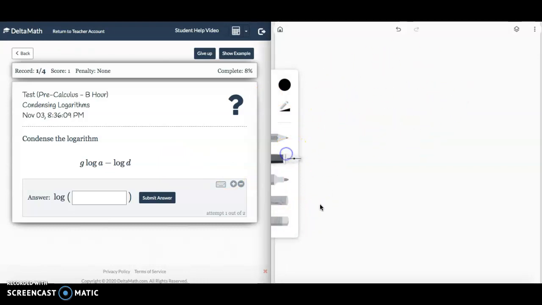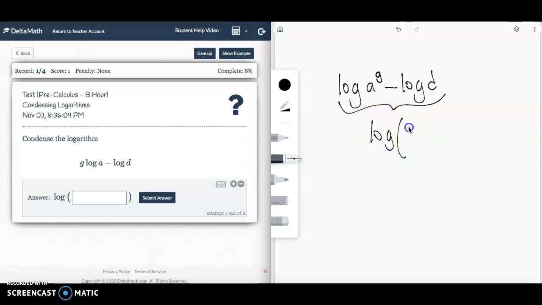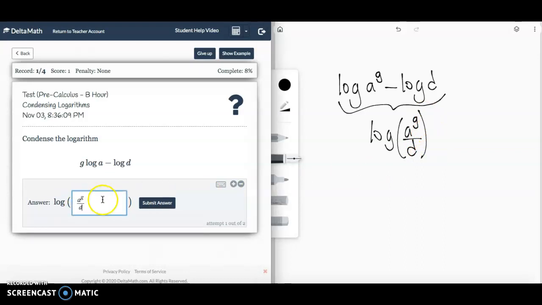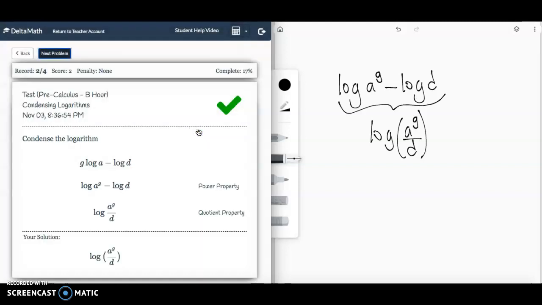All right, so in this problem, it looks like a very similar setup. I have a constant multiplying in the front. I'm assuming that g is a constant. I guess we'll find out, won't we? So I see that as log of a to the g power minus log of d. And then when you have subtraction outside of two logarithms, it turns into division inside of one logarithm. So a to the g divided by d. Yep.